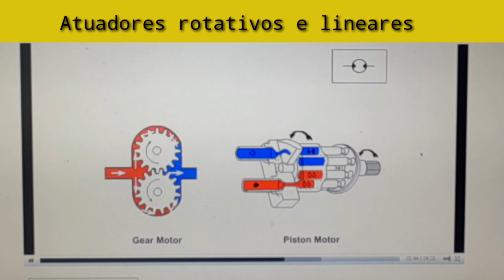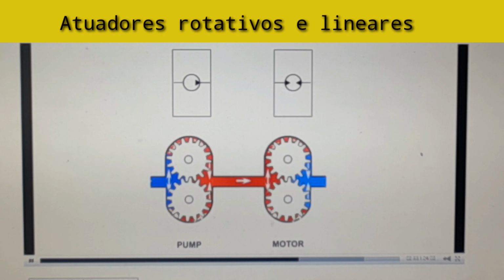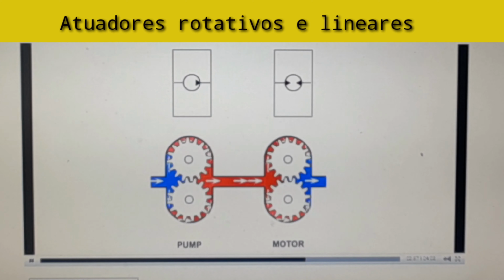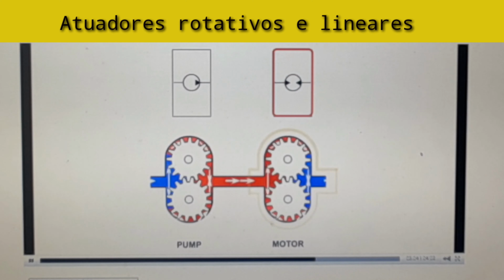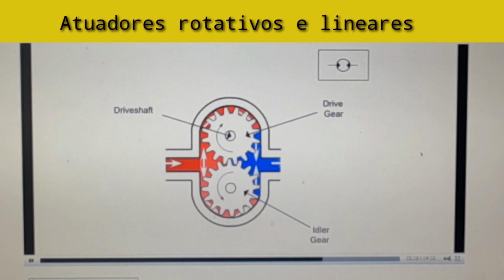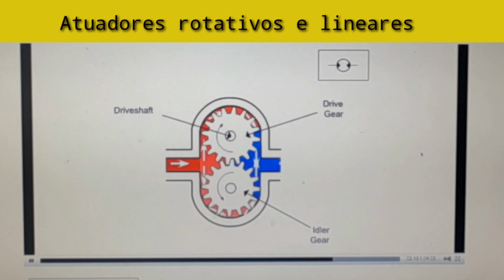The gear motor and piston motor are two common hydraulic motors that are used in mobile hydraulics. Hydraulic motors and hydraulic pumps are very similar in design. The difference is that a hydraulic pump is driven by an outside force, such as an engine, and then forces fluid into the system. A hydraulic motor uses the fluid from the pump to drive a component. Like the gear pump, the gear motor has a drive gear and an idler gear. These gears use the fluid coming from the pump to drive a drive shaft.